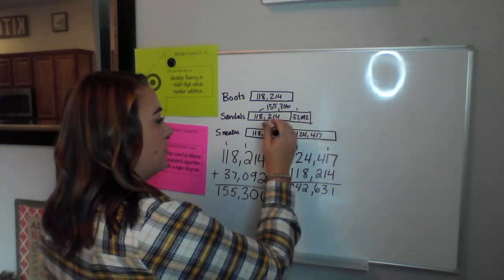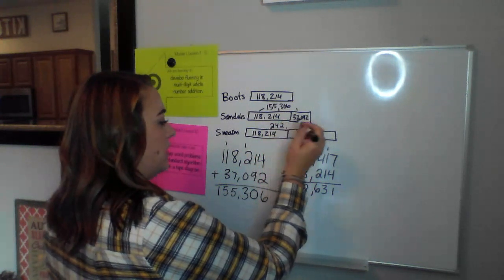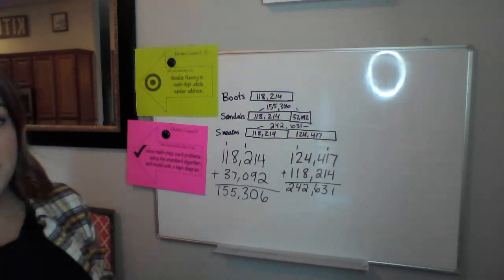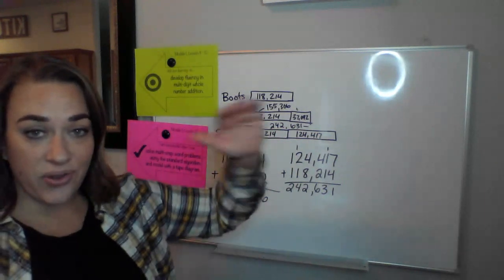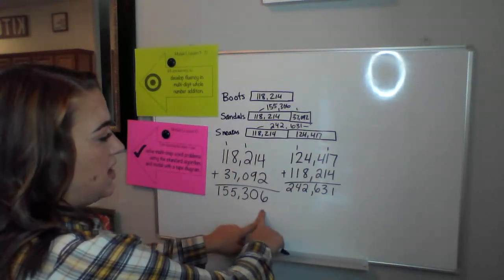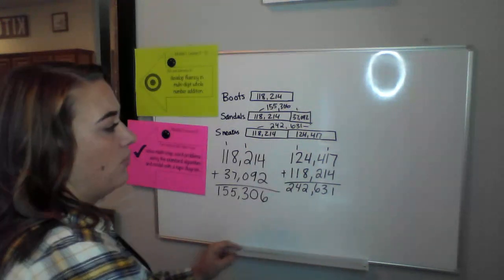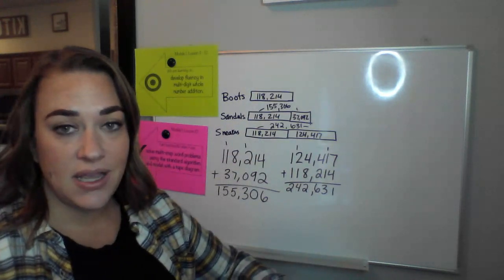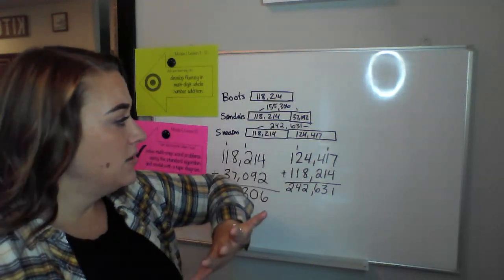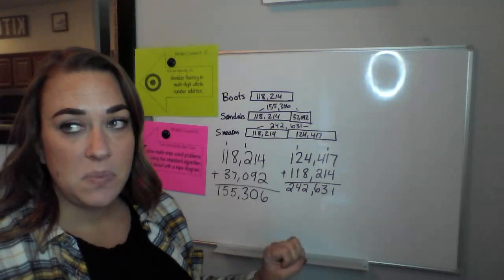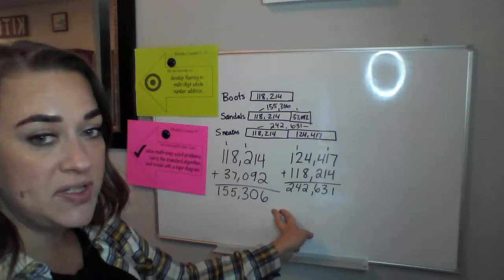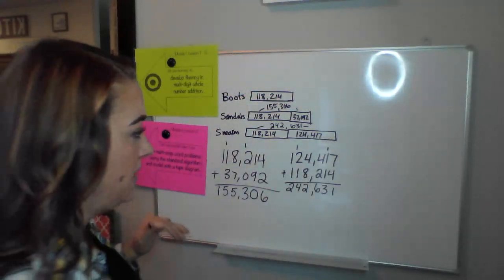I still don't know how many shoes they sold altogether. So our last step is we have to add all 3 totals. A couple different ways you can do it. You can add 2 at a time. You can add these 2 together and then add your boots. Or we could just slide them all up together and do 3 numbers and adding them. It depends on where you feel your level is at, okay? I'm going to add these 2 first and then add my boots into it, okay?